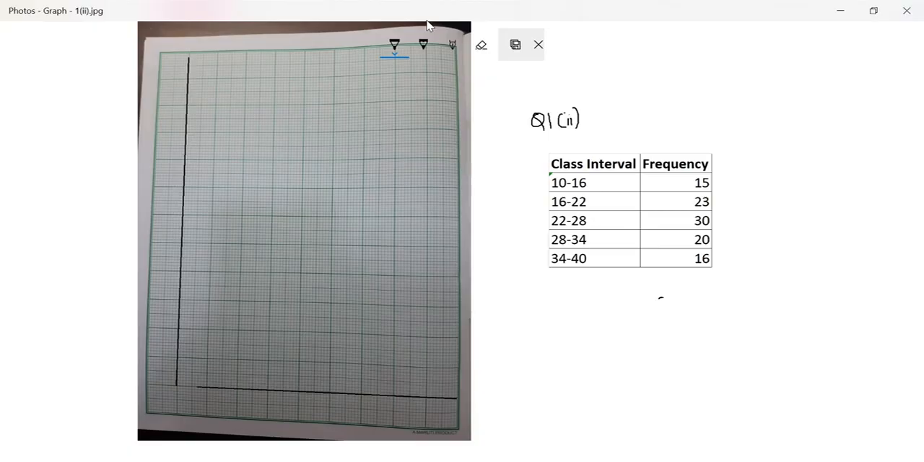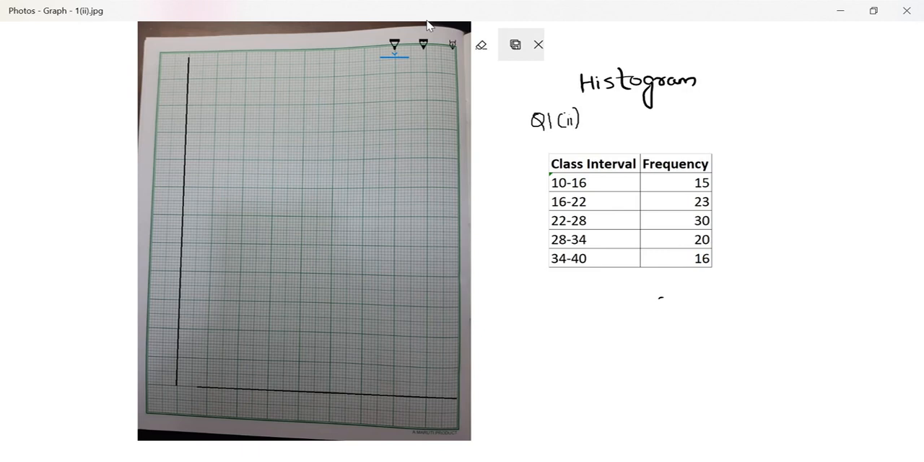Hi boys, let's start question number 1, part 2. It says draw histogram. So here we need to draw a histogram. Let's see what data we have. This is basically a 9th standard question, just a revision. Such questions will not be asked for you in 10.